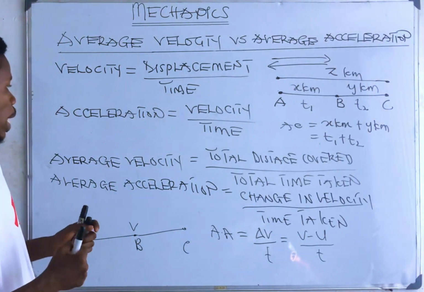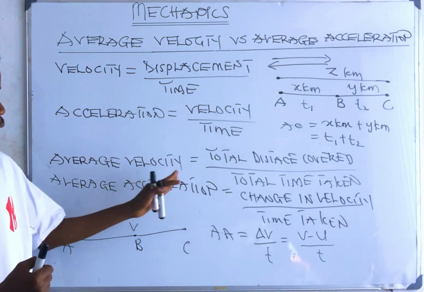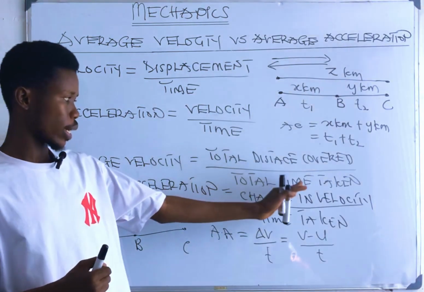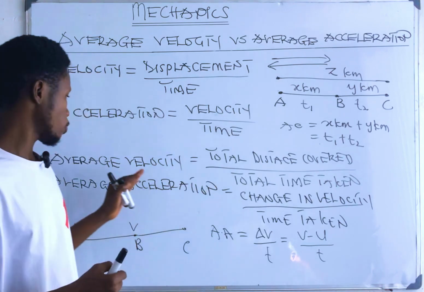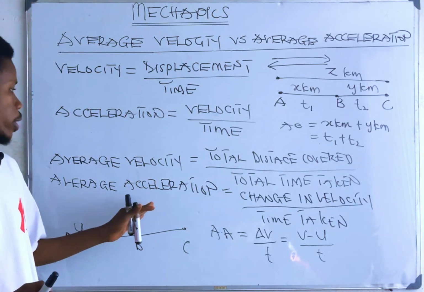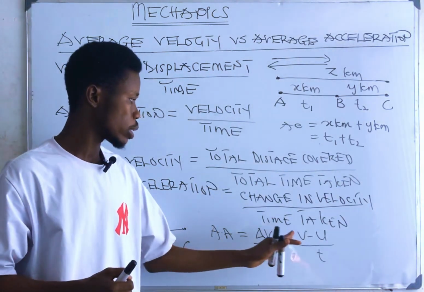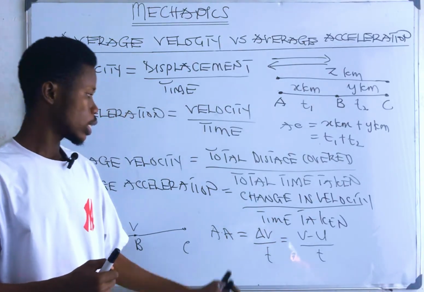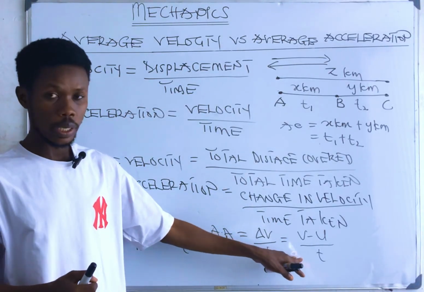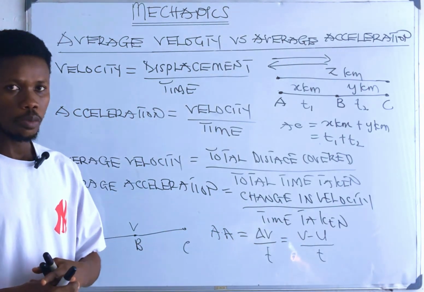Now, these are the formulas that we are going to use. For the average velocity, total distance covered over total time taken. And for the average acceleration, the change in velocity over time taken. So the change is what we have here. Okay. Now let's look at some examples.